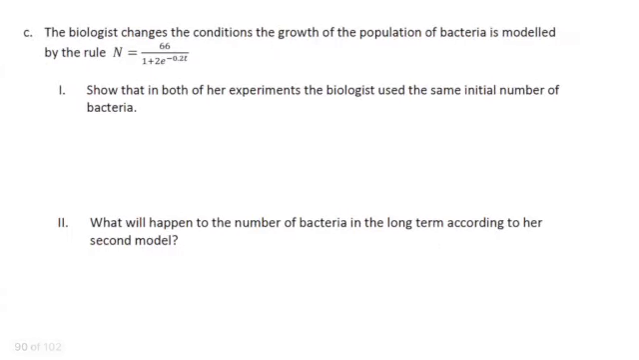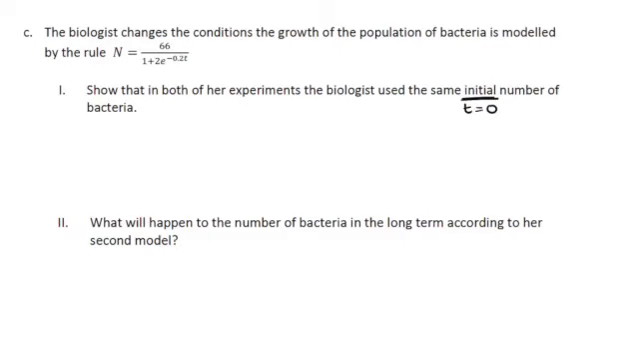Part C, the biologist changes the conditions of the growth of the population of bacteria, and it's going to be modeled by that particular rule there. Firstly, show that in both of her experiments, the biologist used the same initial number of bacteria. So our keyword there is initial. That means when time is equal to 0.